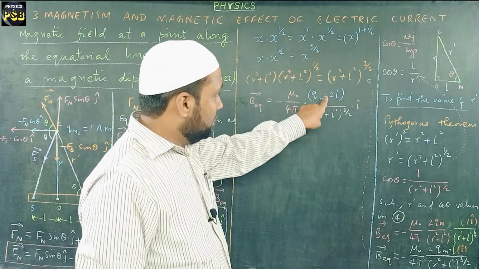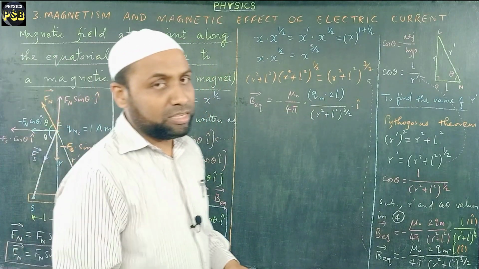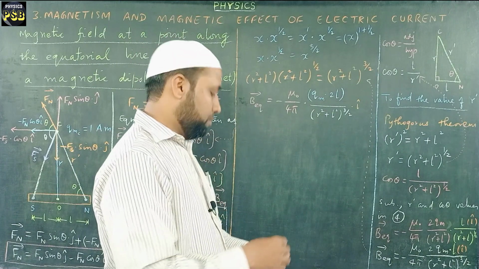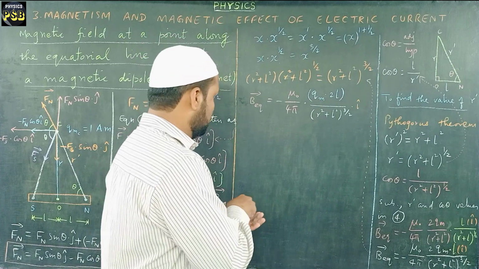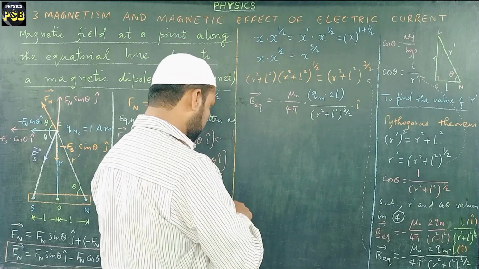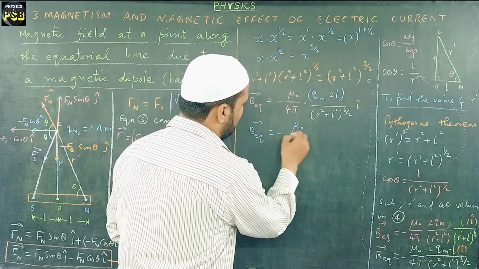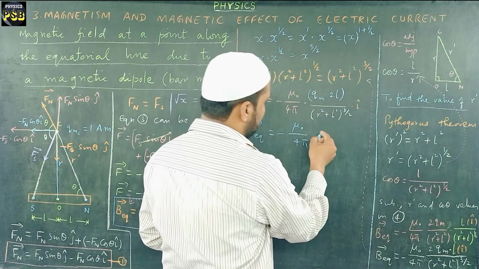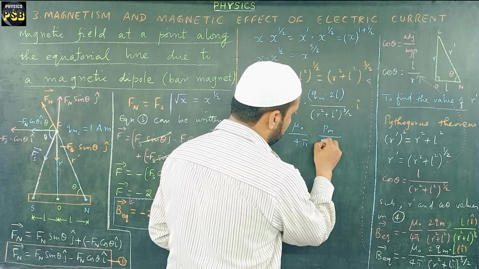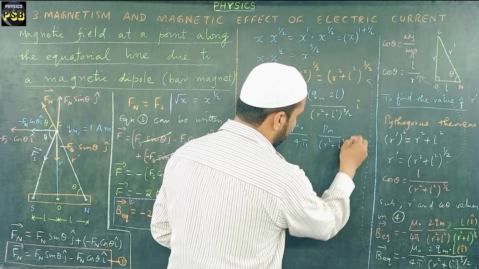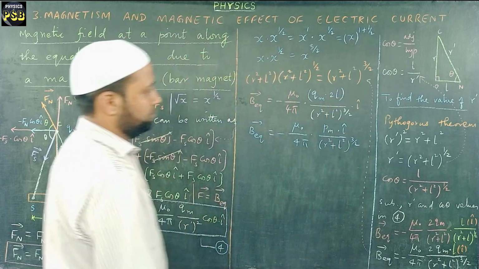Here, the product of the length of the magnet with any one of the pole strengths gives us the magnetic dipole moment, represented by the letter PM. Okay, so it is written as B EQ vector equals minus mu naught upon 4 pi, in the place of this I write PM divided by R square plus L square power 3 by 2. And here we have I cap. Okay.